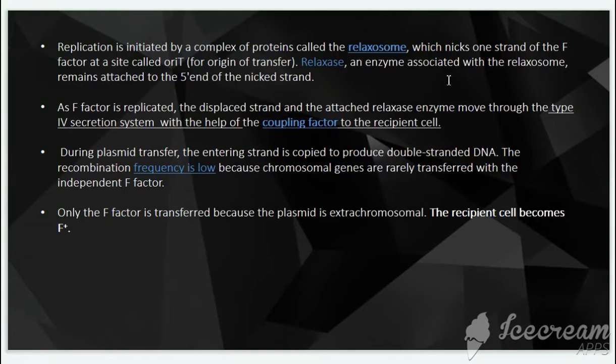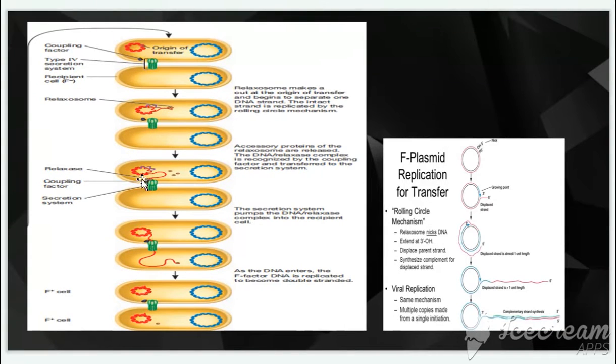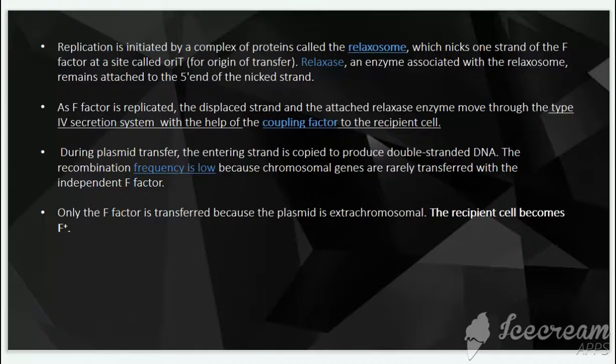Relaxase, an enzyme associated with the relaxosome, remains attached to the 5' end of the nicked strand. As we saw here, the enzyme relaxase is going to attach to it. And for transferring the DNA from donor to recipient, they need the help of a coupling factor. So we can see here they need the help of the coupling factor to reach the recipient cell.